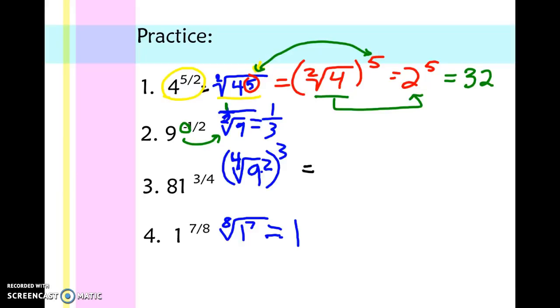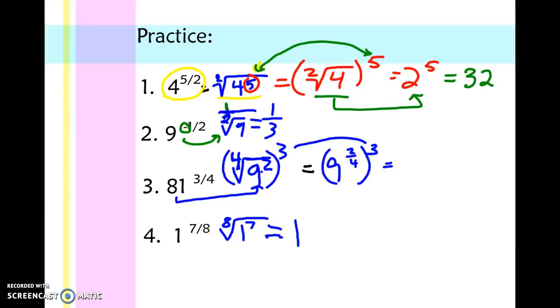We have the 4th root of 9 squared, cubed. Now the 9 squared came from 81. 81 is the same thing as 9 squared. So we can simplify this to be 9 to the 2/4 power, and then we still have this cubed on the outside.